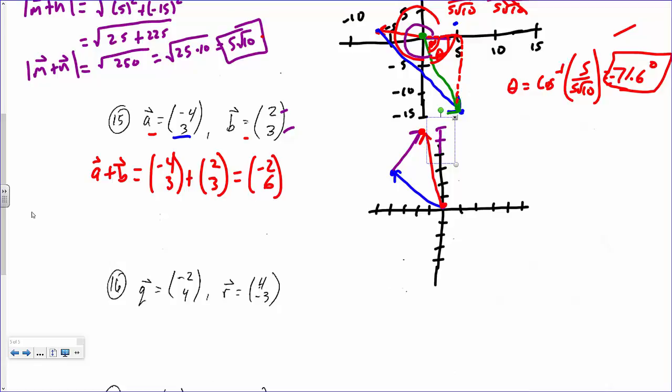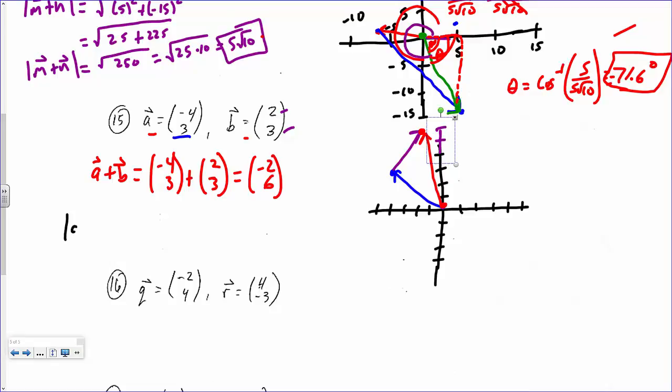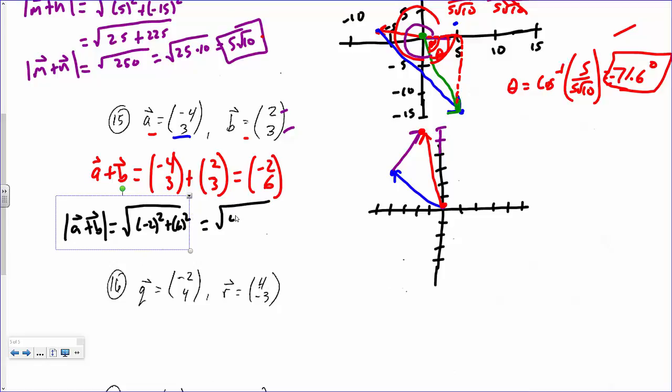The magnitude of that, that's the next question, right? Find the magnitude or the length of that red vector. So we'll say the magnitude of A plus B is equal to the square root of negative 2 squared plus 6 squared, which is really the square root of 4 plus 36, which is root 40. That's the same thing as root 4 times 10, so we'll call this 2 root 10. And that's the magnitude. That's one of your answers. That's the length of the red vector.